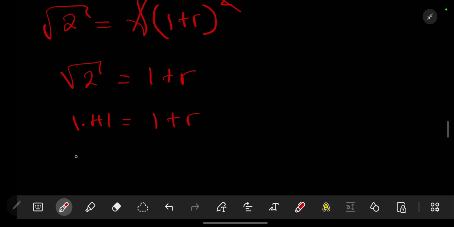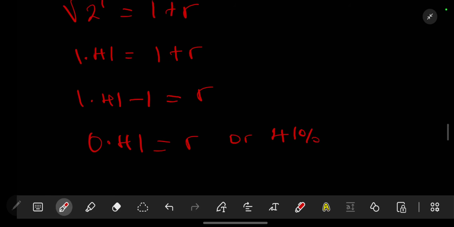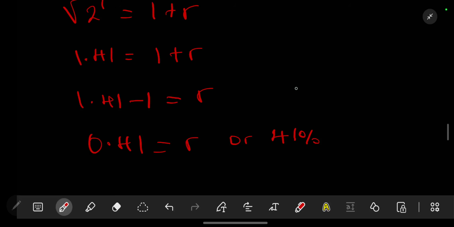So taking the 1 to the other side, it will be 1.41 minus 1 should be equal to R. So 1.41 minus 1 will be equal to 0.41, should be equal to our rate. So this rate of 0.41 can also be written as just the number 41, then add a percent, because we know that the percent is out of 100.